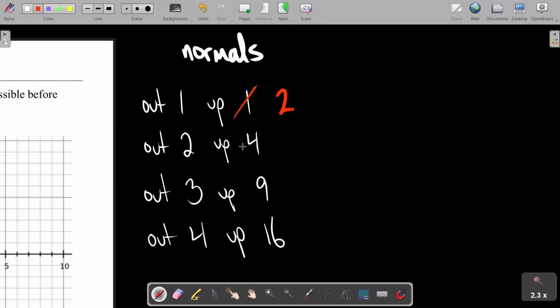So normally I would go up four, right? How far up will we go? Normally I'd go up nine. How far up will we go? 18. And again, we're not going to have room, but instead of going up 16, if we had room, we'd go up 32.